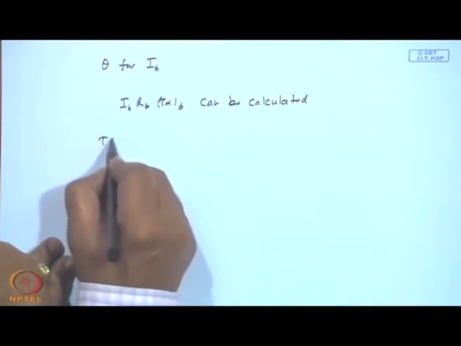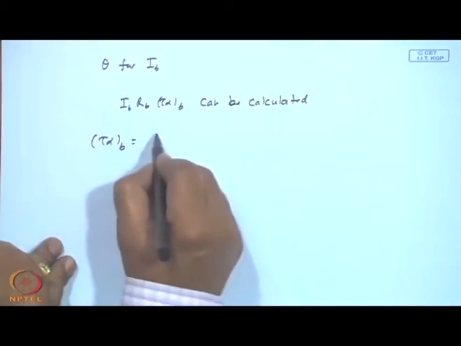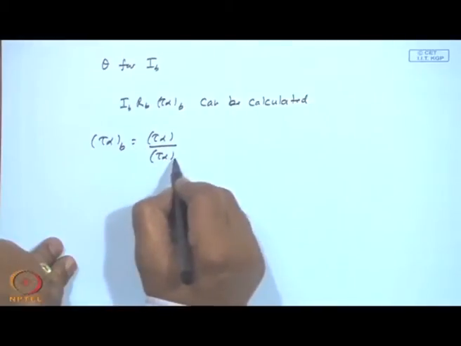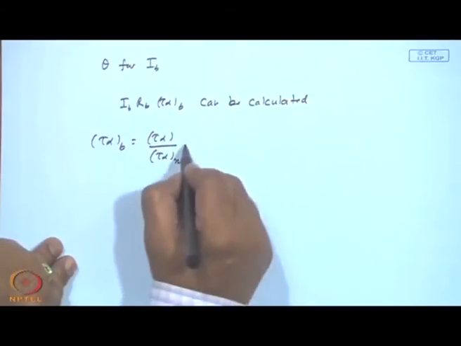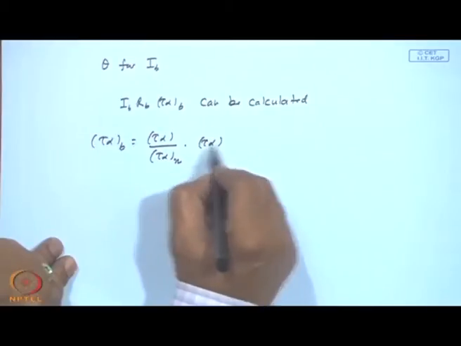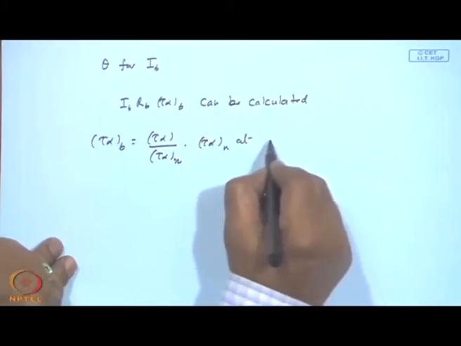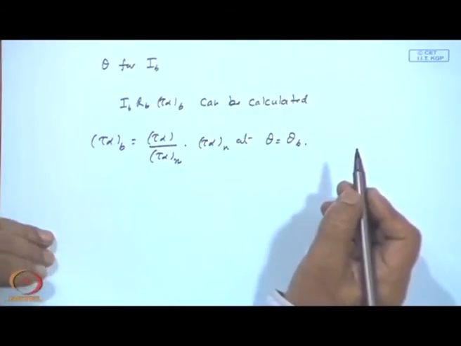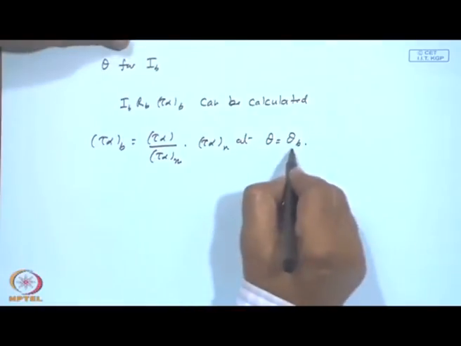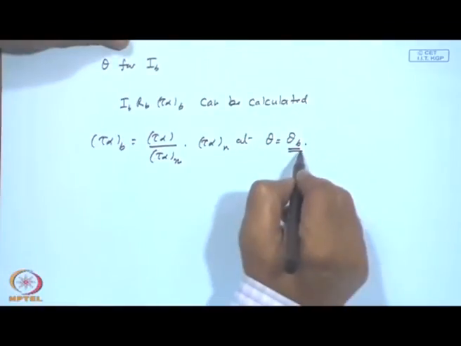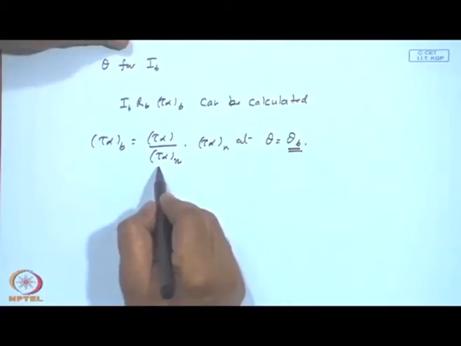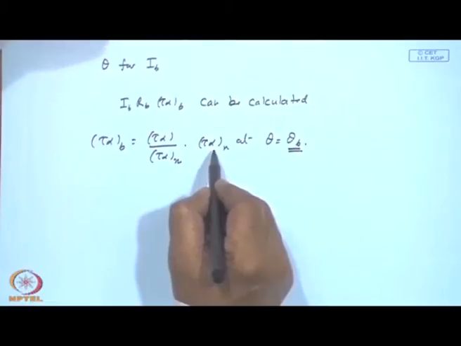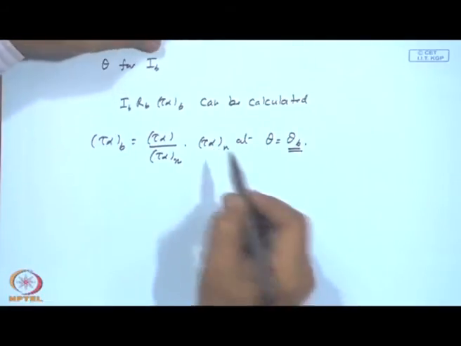And tau alpha b is tau alpha by tau alpha n into tau alpha n at theta equal to theta b. That is the angle of incidence at which the direct radiation is occurring, which is theta b. At that value, you calculate tau alpha by tau alpha n, multiply by the material property tau alpha normal, which is known for the collector cover system.